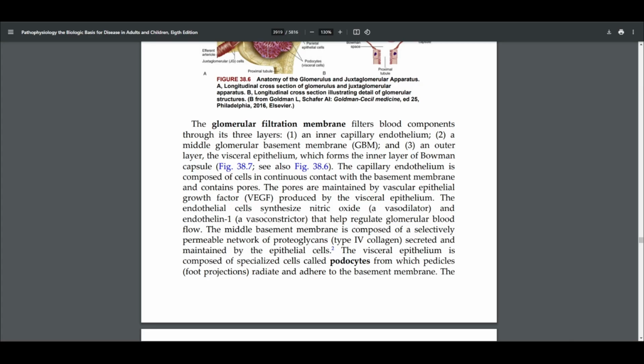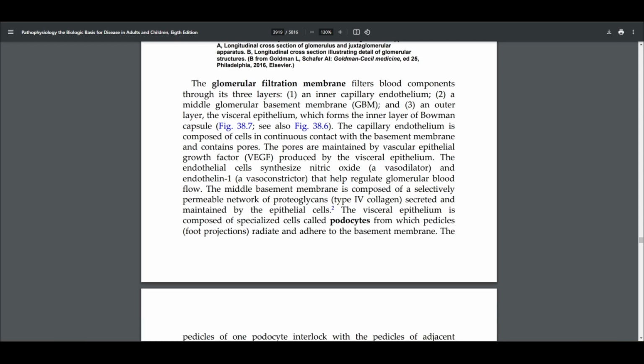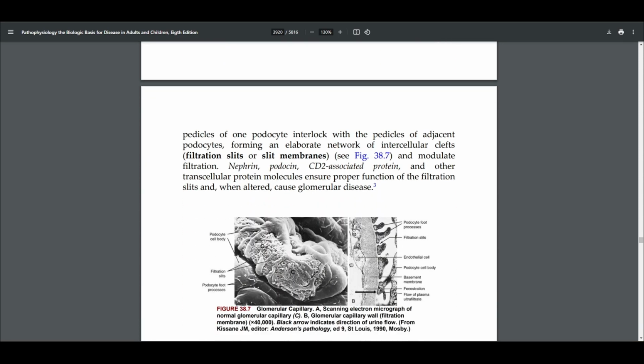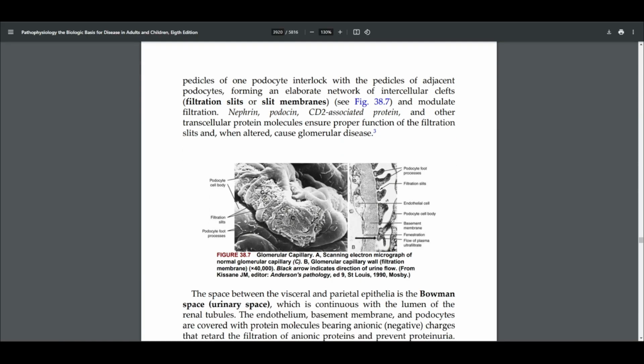The visceral epithelium is composed of specialized cells called podocytes, from which pedicels, the foot projections, radiate and adhere to the basement membrane. The pedicels of the podocyte interlock with the pedicels of adjacent podocytes, forming an elaborate network of intercellular clefts, the filtration slits, or slit membranes, and modulate filtration.